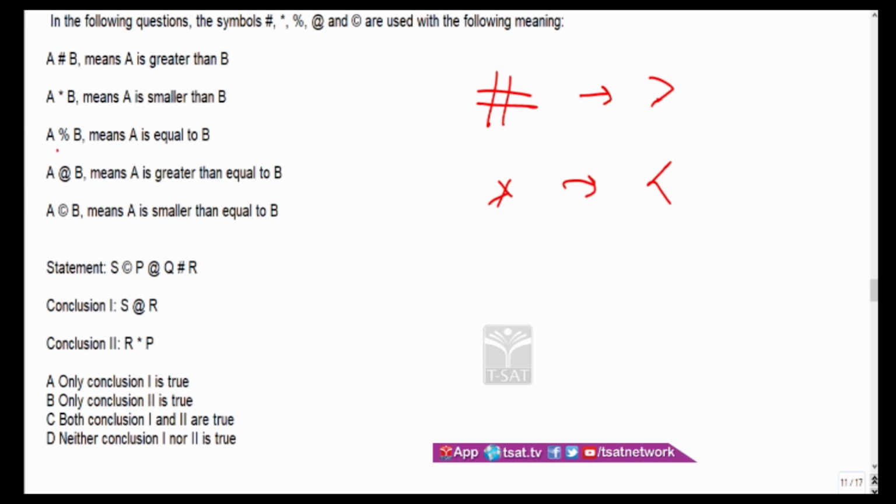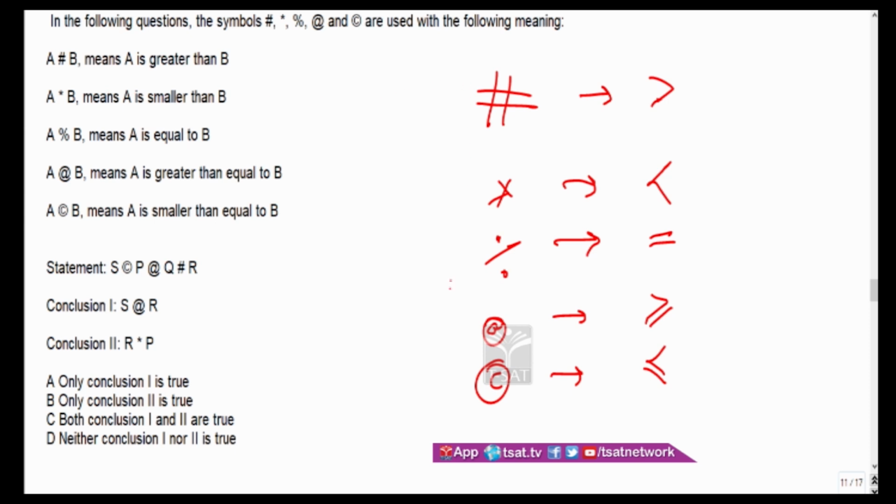In the same way, percent means A is equal to B. Whenever you have the symbol percent, obviously this symbol indicates equal. The other one is the at-the-rate symbol. So the at-the-rate symbol means A is greater than or equal to B. Finally, this symbol represents smaller than or equal to B. So directly these are the symbols. The symbols represent greater than or less than. So these are all the directions that are given.